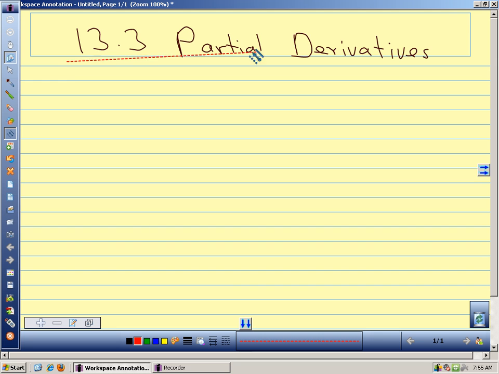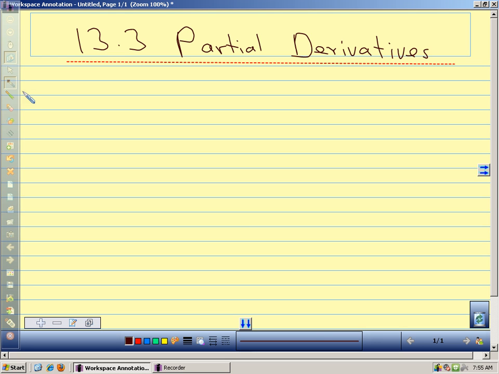So we're going to talk about partial derivatives. One of the basic questions, one of the main ideas in calculus, is how do things change? How does a function change as the variable changes? And with multivariable functions, we can talk about change in various directions. So we don't just have a single derivative, we have multiple derivatives.